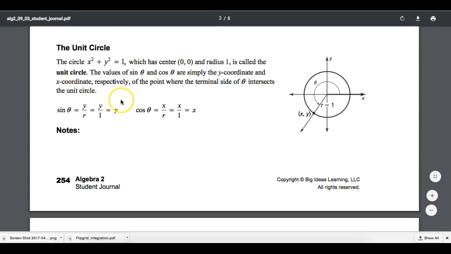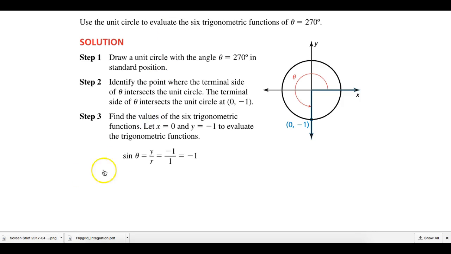Again, remember, in the unit circle, the sine of an angle is just equal to y, and the cosine is just equal to x. So sine is equal to y over 1, which is just -1. Here our y value is -1. So our first one is that the sine is equal to -1. Our cosine, remember, is just our x value. So the cosine is x over 1, which is 0 over 1, which is equal to 0. So at theta equals 270, the sine of 270 is -1, and the cosine of 270 is 0.